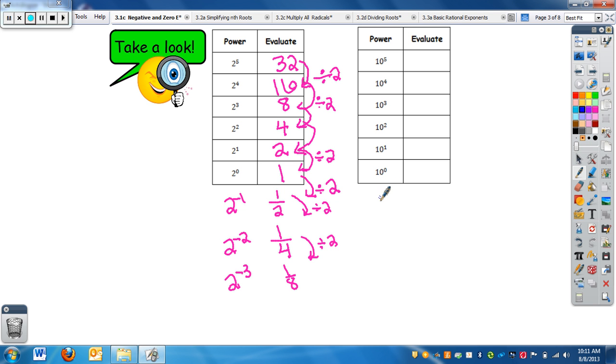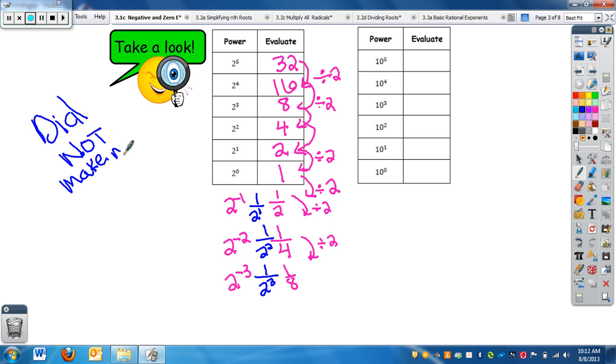Well, if you think about it, what 2 to the first, or 2 down here, means this is 1 over 2 to the first. Down here, 4 is 2 squared. This is 1 over 2 squared. And then this is 1 over 2 to the third. Notice the negative exponent did not make it negative. It simply just made it smaller.